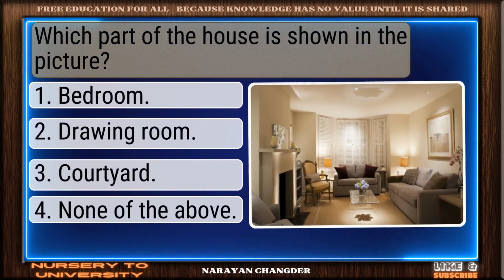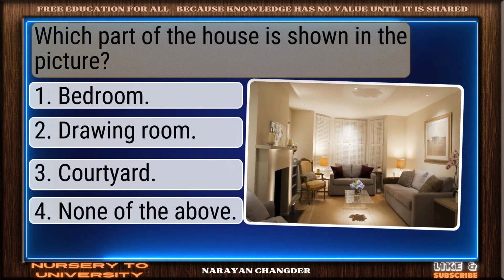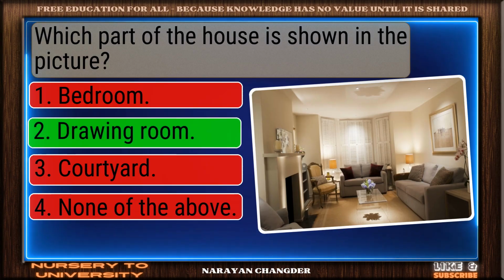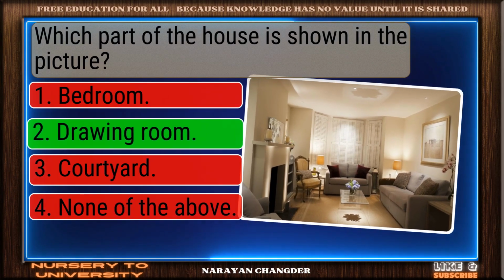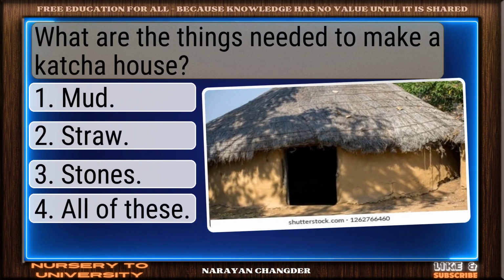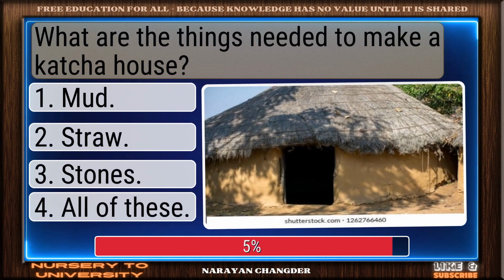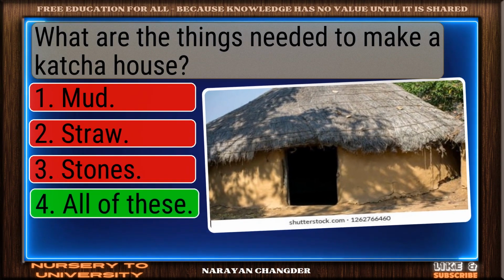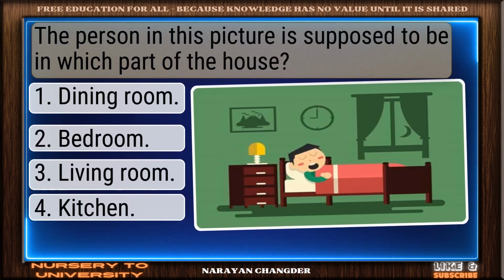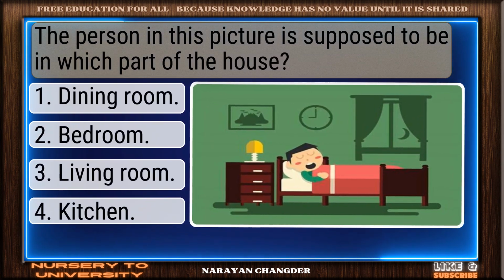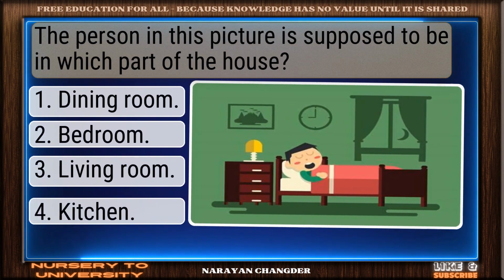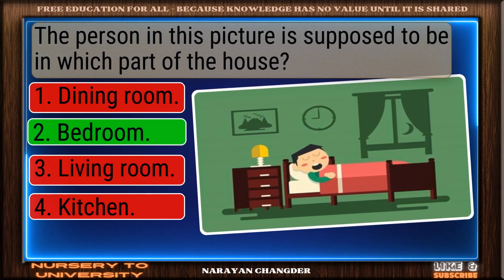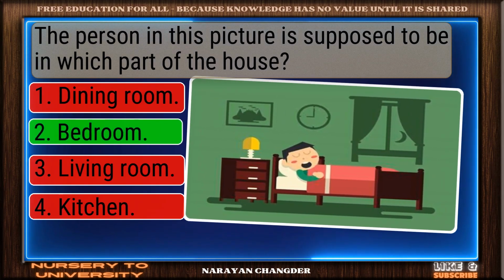Which part of the house is shown in the picture? Drawing room is the right answer. What are the things needed to make a kutcha house? All of these is the right answer. The person in this picture is supposed to be in which part of the house? Bedroom is the best answer.